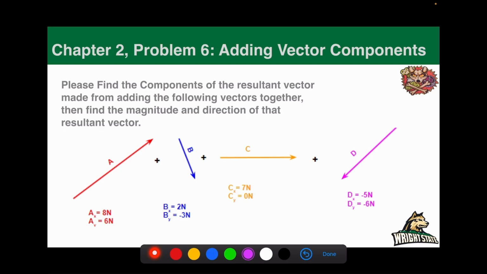So please find the components of the resultant vector made from adding the following vectors together. Then find the magnitude and direction of that resultant vector. So go ahead and pause the video right now and try to solve this problem on your own, please. I've given you 4 vector components and their amounts. I would like for you to try to draw this. All right, so pause the video, please. I'll come back in a minute.